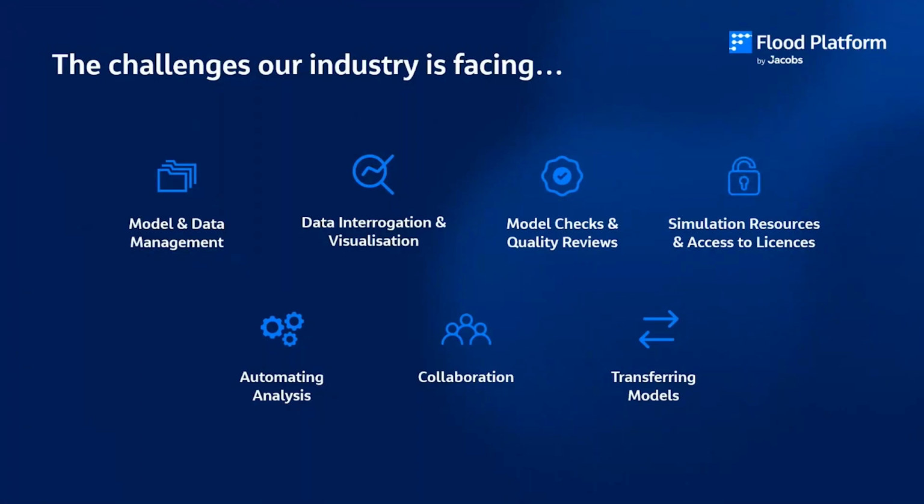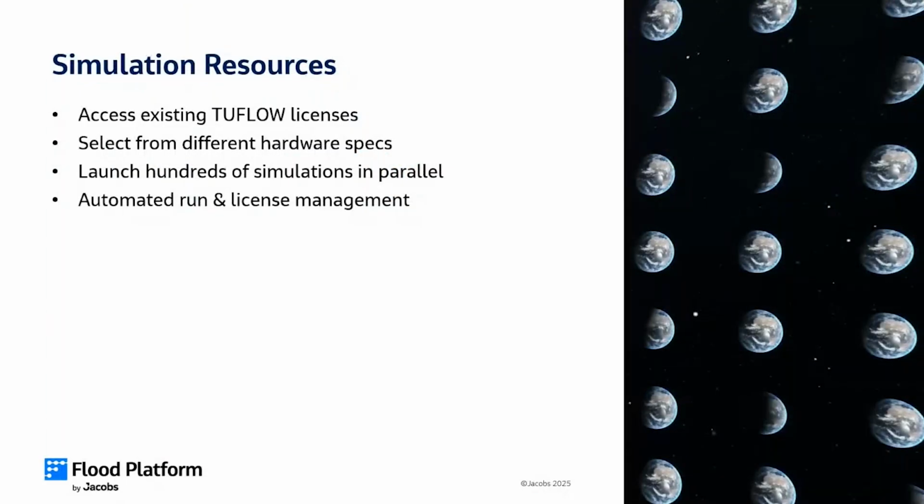All right, so have a look at simulation resources and licensing next. The way Flood Platform works is it's a shared pool of cloud resources with your local machines, and we access your existing TUFLOW licenses. So for example, if you've got 10 TUFLOW licenses, maybe you've got 5 high spec machines, and you want to access another 5 to run 10 in parallel, you can do that in Flood Platform. Flood Platform will take 5, your computers will take the other 5, and it's all shared between the 10.